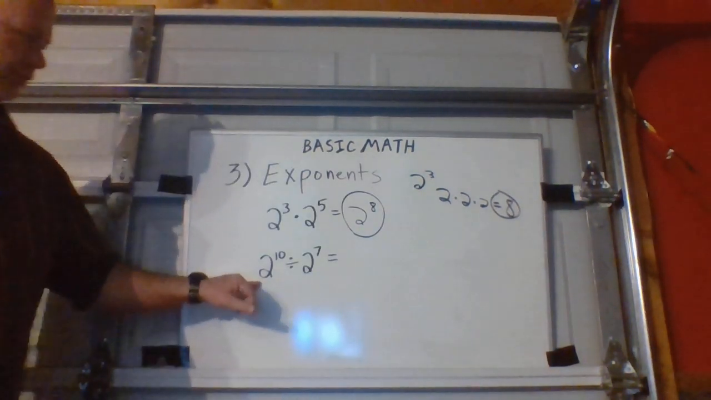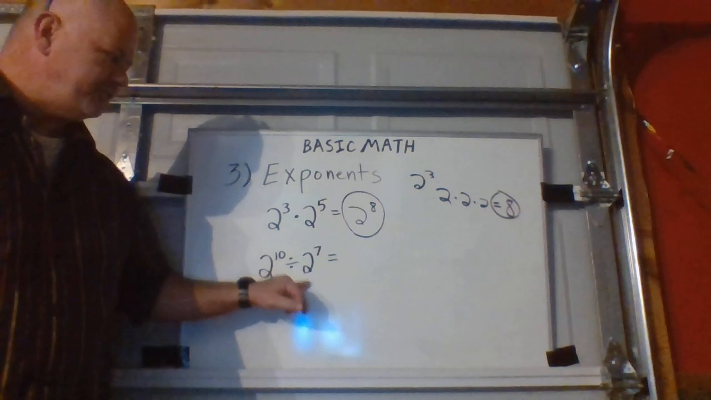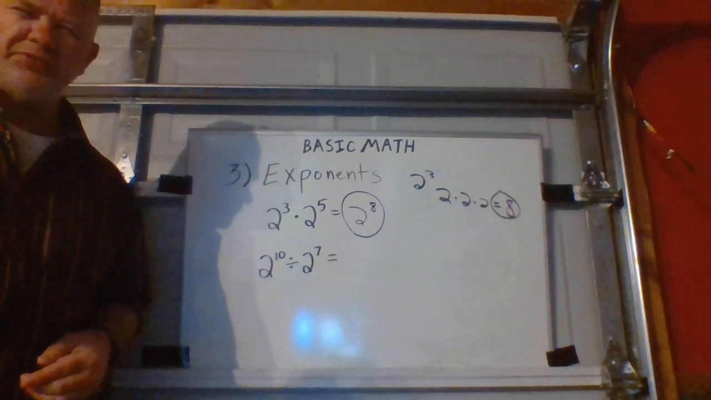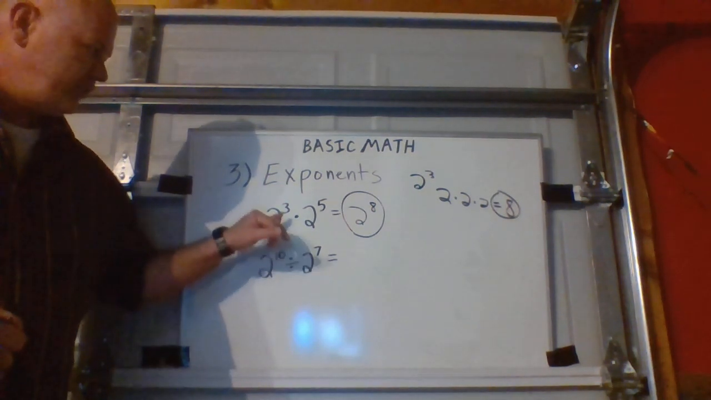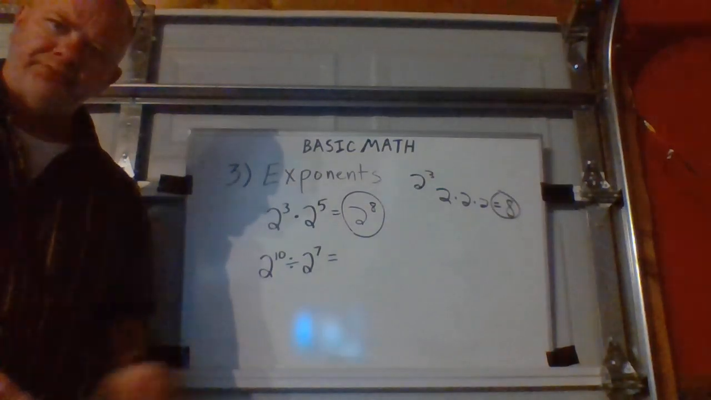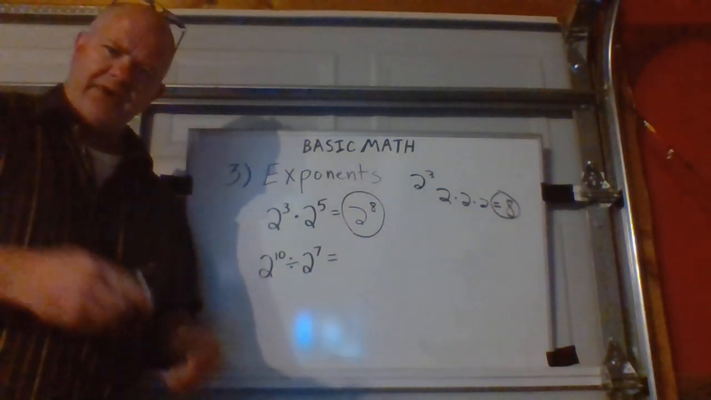So now we have 2 to the 10th power divided by 2 to the 7th power. We're doing the opposite now. We know division is the opposite of multiplication. So the opposite of addition would be subtraction. So it only stands to reason here that we're going to subtract, and that is correct.